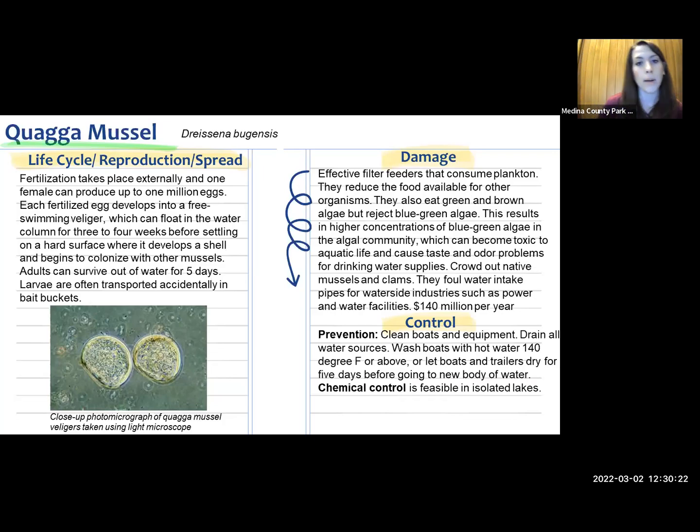They become a problem because they are filter feeders. They're extremely effective filter feeders, which on its own wouldn't be a bad thing, but they can consume and reproduce so much that they will eat all of the plankton and all the other very, very small algae, and there won't be any left for the native species.